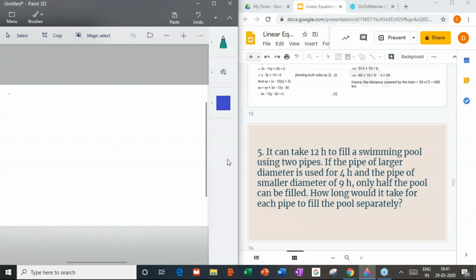So this is similar to the question of time and work, if you see. In that same way you can do it. If it takes 12 hours to fill a swimming pool, then in 1 hour the two pipes will fill how much? If it takes x hours to fill a swimming pool, then in 1 hour it will be 1 by x, so here 1 by 12. So what do we do? How long will it take for each pipe to fill the pool is asked. So we take the two pipes as 1 and 2.